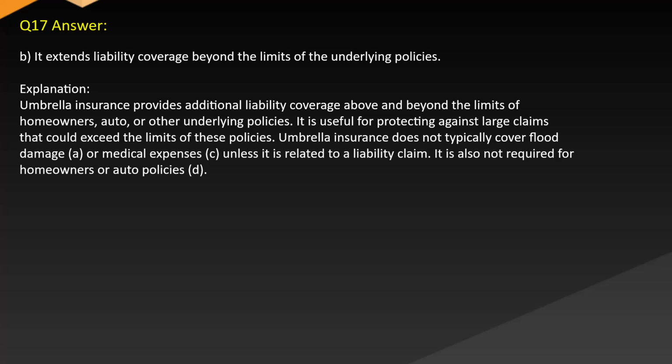Answer: B. It extends liability coverage beyond the limits of the underlying policies. Explanation: Umbrella insurance provides additional liability coverage above and beyond the limits of homeowners, auto, or other underlying policies. It is useful for protecting against large claims that could exceed the limits of these policies. Umbrella insurance does not typically cover flood damage or medical expenses unless it is related to a liability claim. It is also not required for homeowners or auto policies.